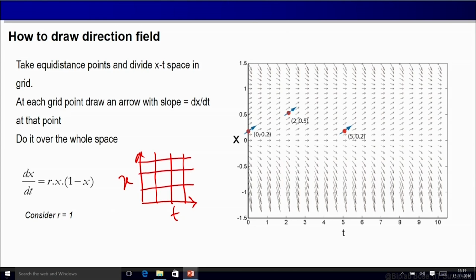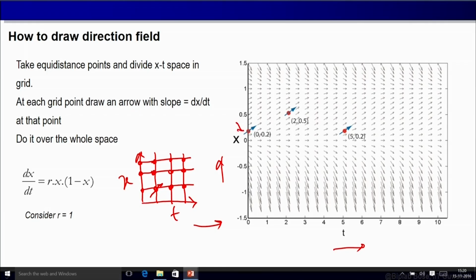So, I can divide in an equidistant grid, and at each of these grid points, I can calculate dx/dt as I have done earlier, and then I can draw arrows. That is what I have done here and shown in this plot. This is t, this is x. We have divided in an equidistant grid. I have not shown the grid lines for clarity, and at each of these grid points I have calculated dx/dt and drawn an arrow.